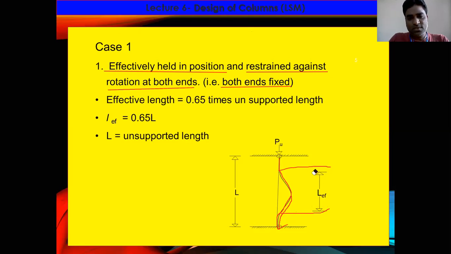How to determine: as per the code provision, the effective length is given as 0.65 times the unsupported length. Unsupported length is nothing but the overall length of the column. The effective length is decreasing, right? So here the effective length as per IS 456:2000 is 0.65 L. Based upon this support condition, you have to calculate the effective length, and this effective length is to be used in the calculation of your strength.